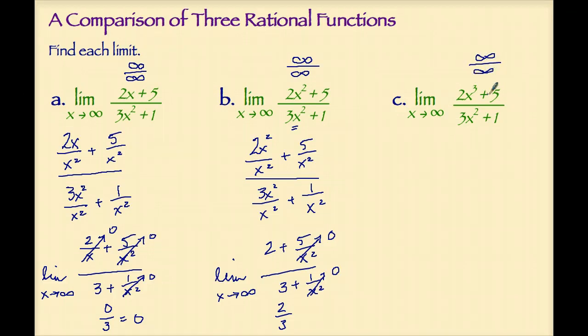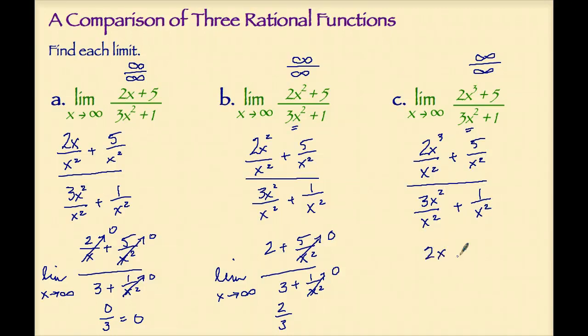No surprise here. We look at the denominator and see that the highest degree variable that we have is x squared. Therefore, we're going to divide every term in the rational function by x squared. That means we'll have 2x cubed over x squared plus 5 over x squared, over 3x squared over x squared plus 1 over x squared. Simplifying gives us (2x plus 5 over x squared) over (3 plus 1 over x squared).